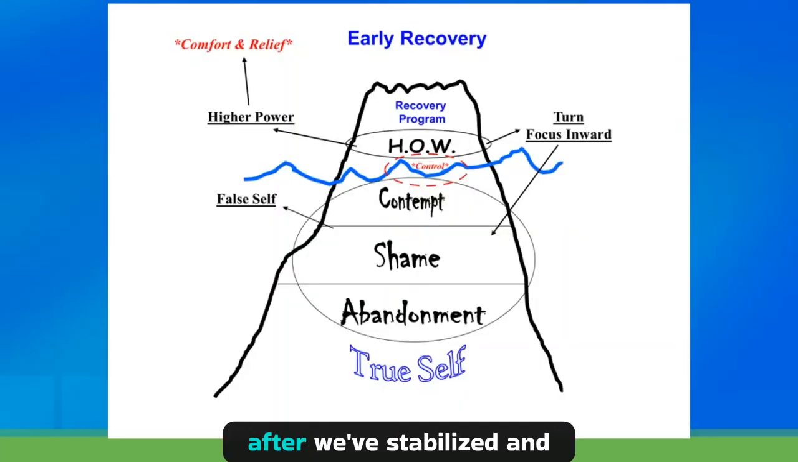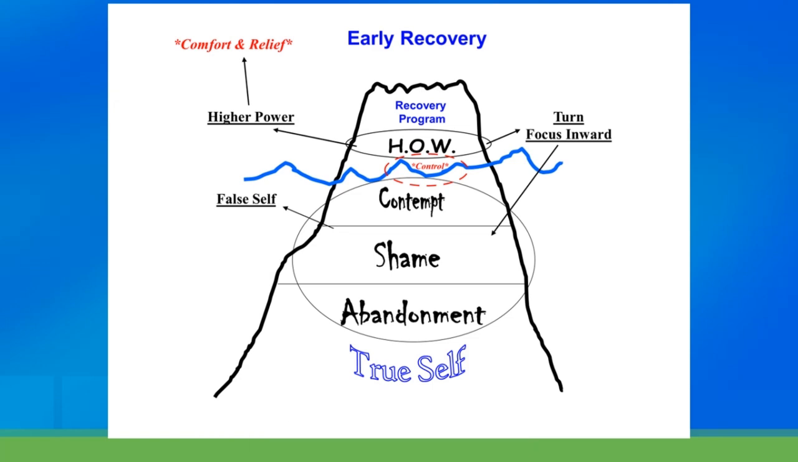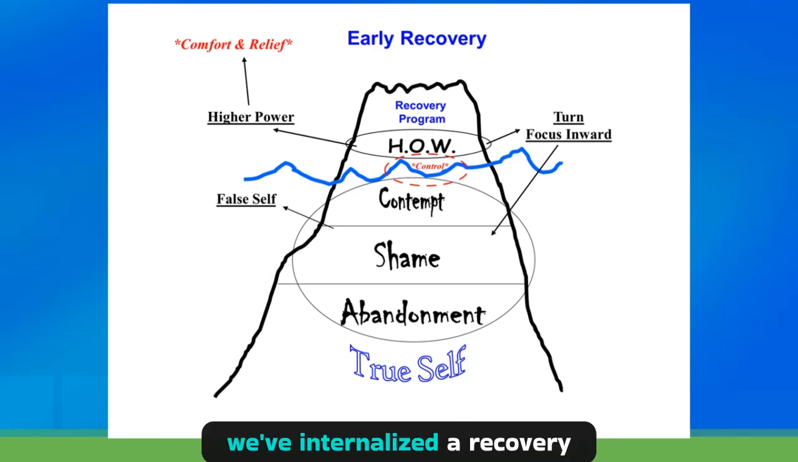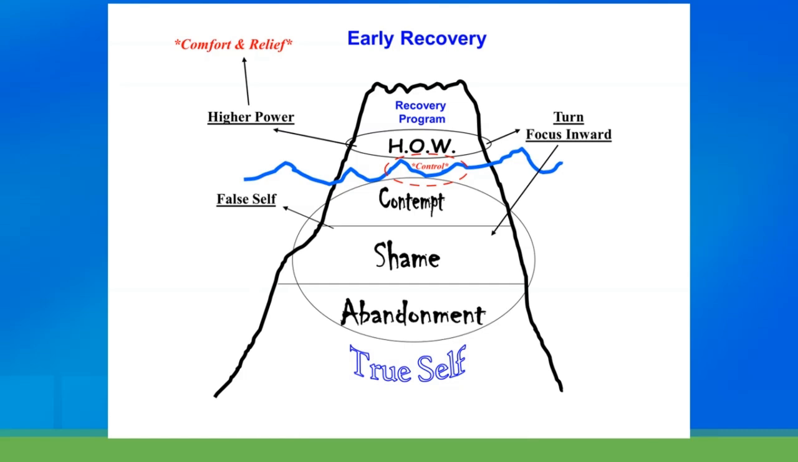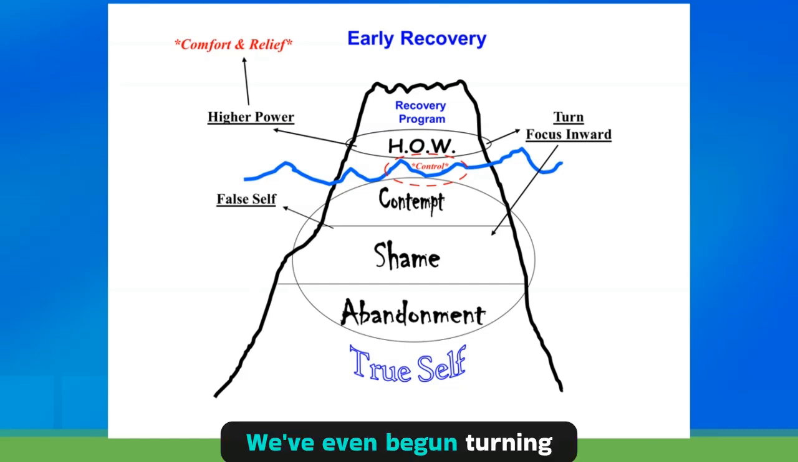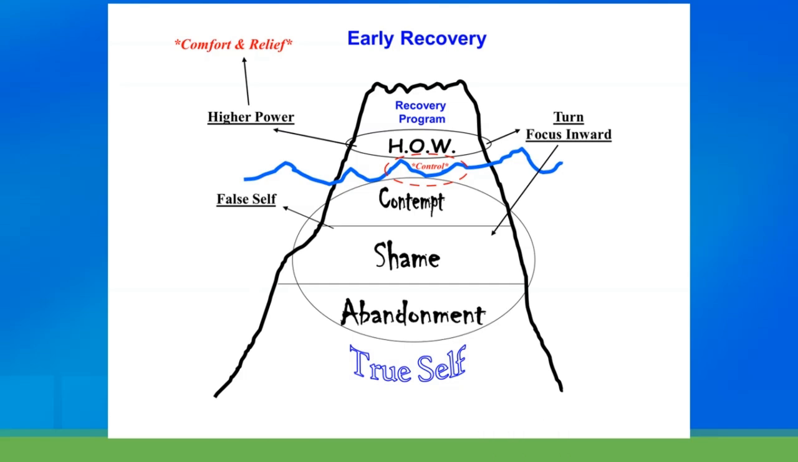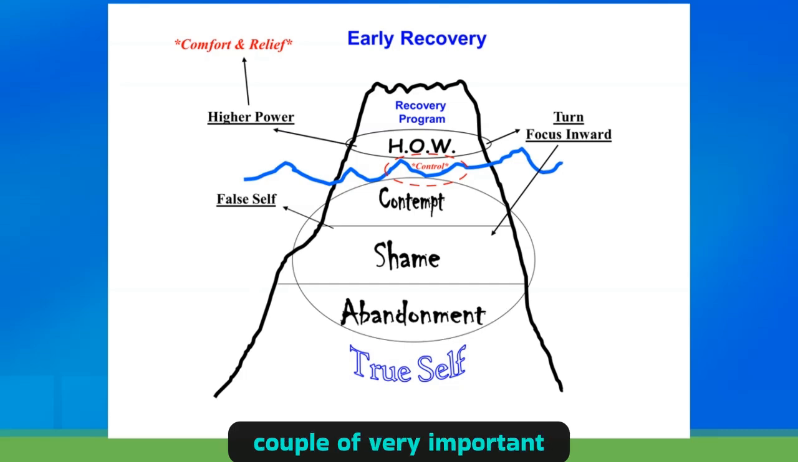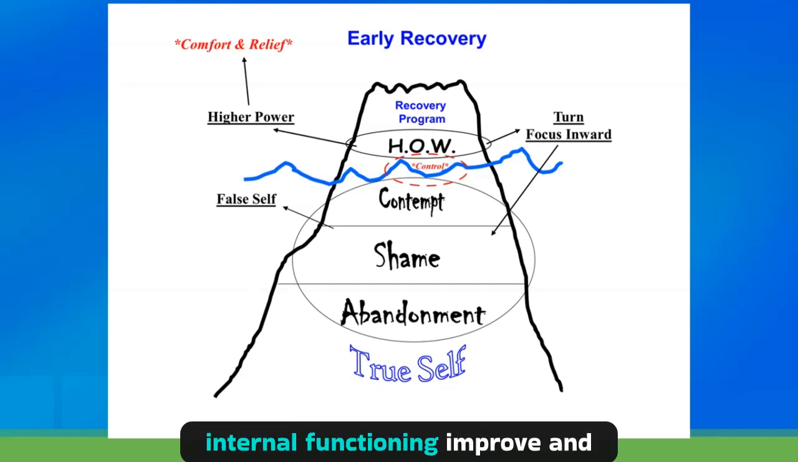Now, in early recovery, after we've stabilized and gone through transition, you'll notice at the tip of the iceberg, now we've internalized a recovery program, not just a connection with other recovering people. Now we're actually engaged in working a recovery program and starting to receive some of the benefits of that. We've gotten honest, open, and willing. We've started giving up control. We've even begun turning our focus inward as we've begun step work. We've connected to a power greater than ourselves for comfort and relief. So we've gotten a couple of very important elements in place here that begin to help internal functioning improve.